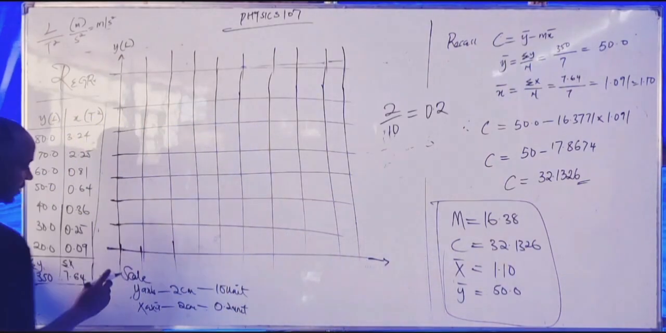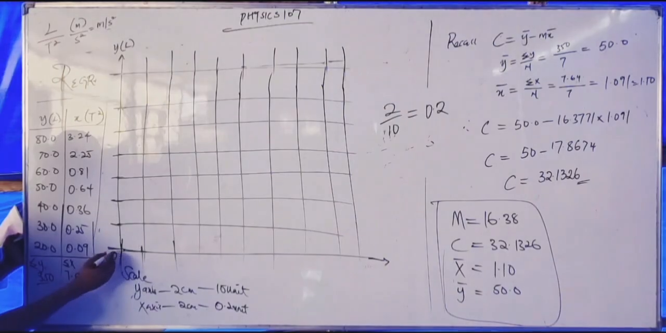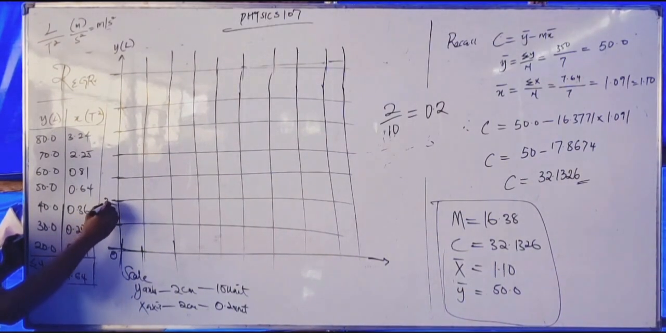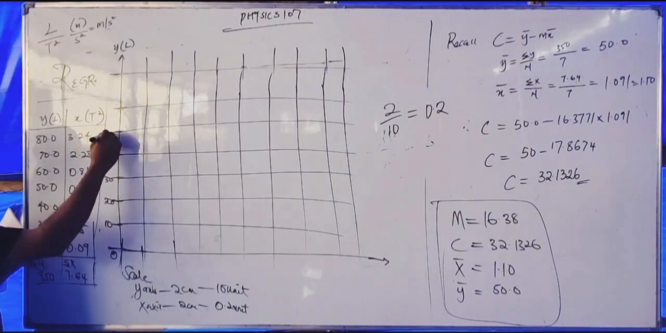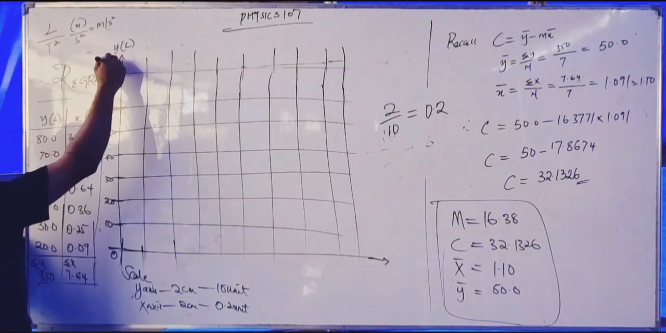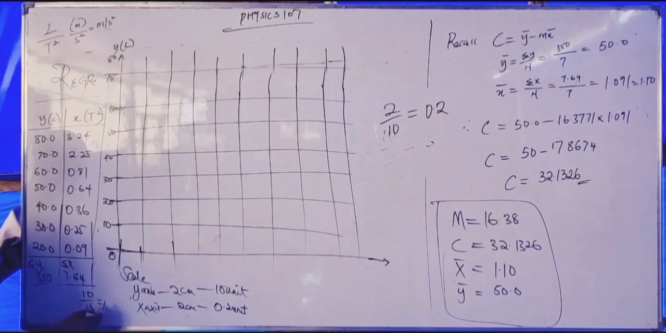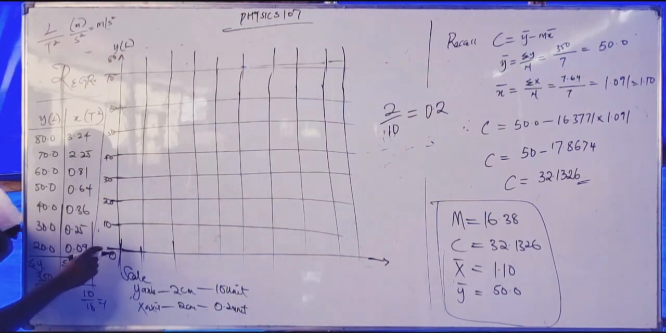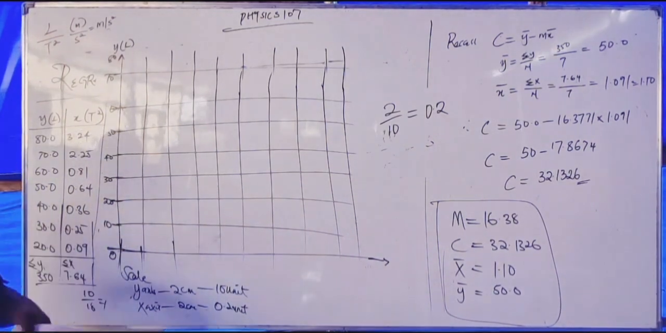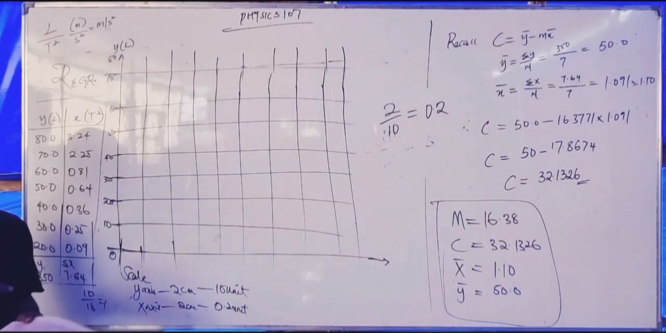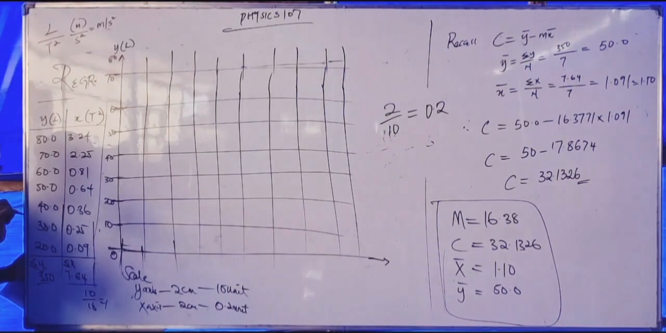Let's work this out first. These are 0 units. Here we have 10, here 20, then 30, 40, 50, 60, 70, and 80. So here is 10. How many holes do we have here? 10. Divide that 10 by 10. What do you have? 1. That means each of those holes represents 1. So we have 1, 2, 3, 4, 5, 6, 7, 8, 9, 10. Each of those holes you are seeing represents 1 unit.